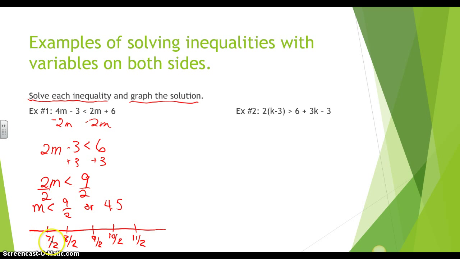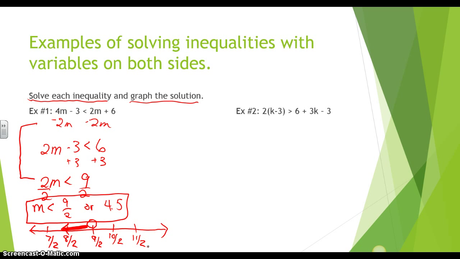So 9 over 2, if m is less than 9 halves, so I would have an open circle at 9 halves, and I would shade to the left because m is less than that. So notice I have shown my work here, and then I've received the final answer, which is m is less than 9 halves, or again decimal 4.5, and I've graphed it. Let's go into the next example.